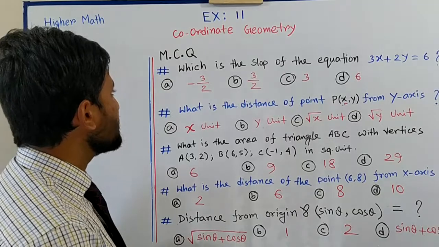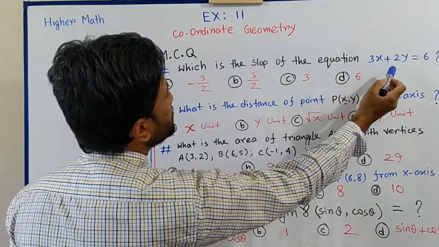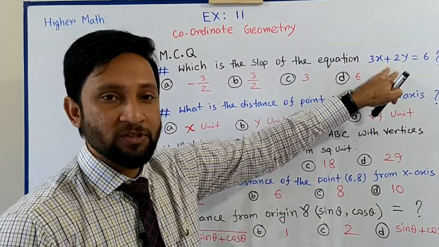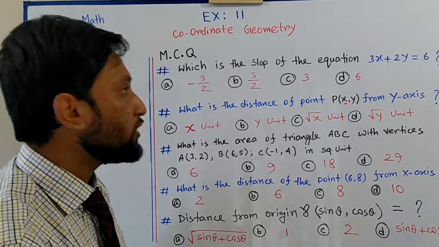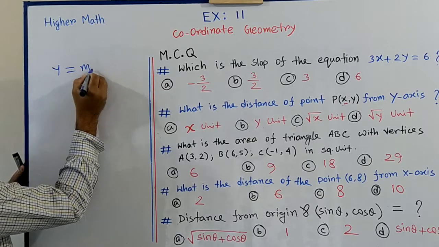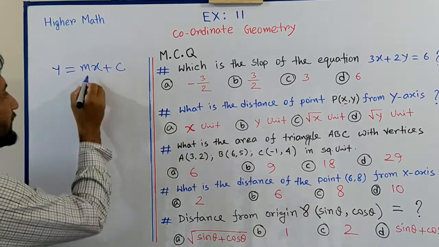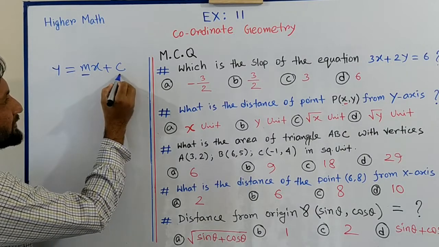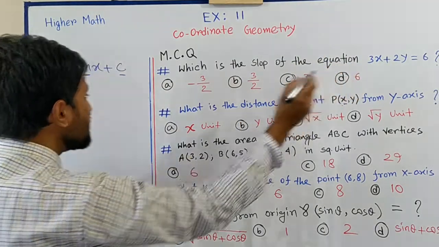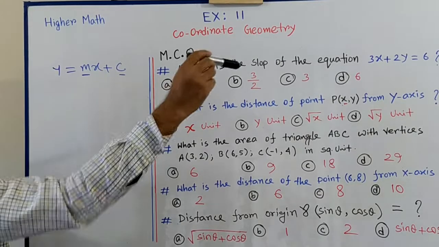Now the first question is, what is the slope of the equation 3x plus 2y equals 6? That means we have to identify the slope of this equation. We already know the slope form equation is y equals mx plus c, where m indicates the slope and c is a constant number. So we can rearrange the given equation into the slope form, then we can easily find the slope.